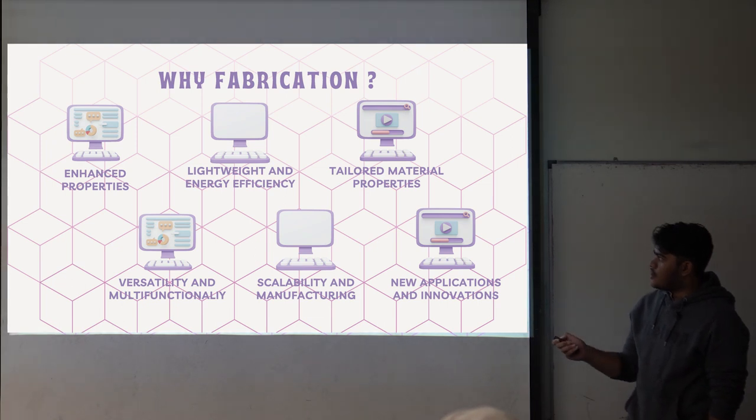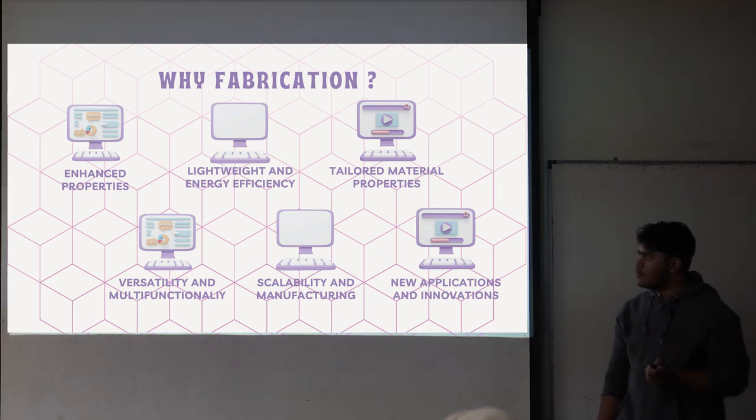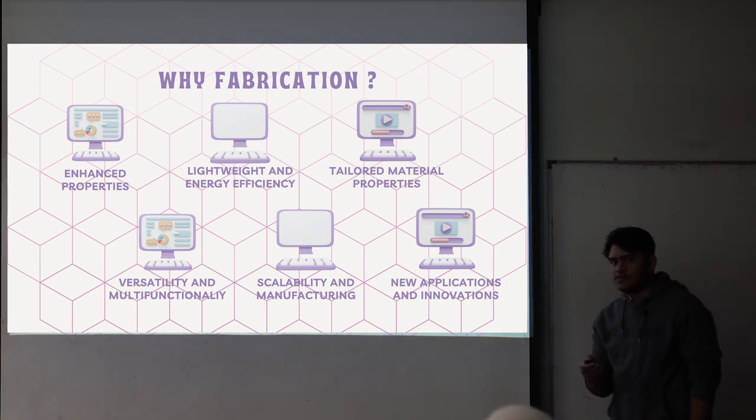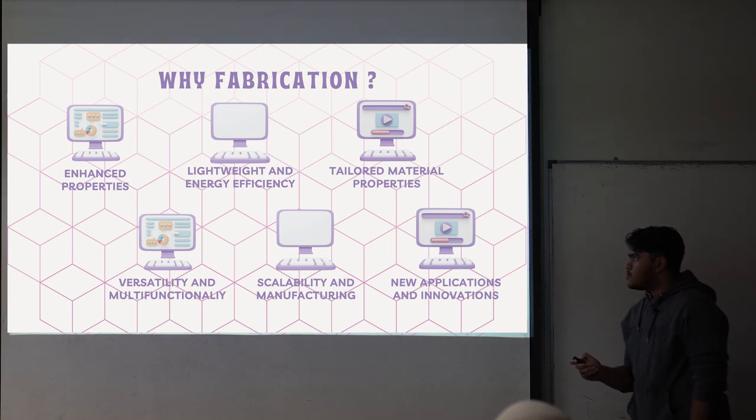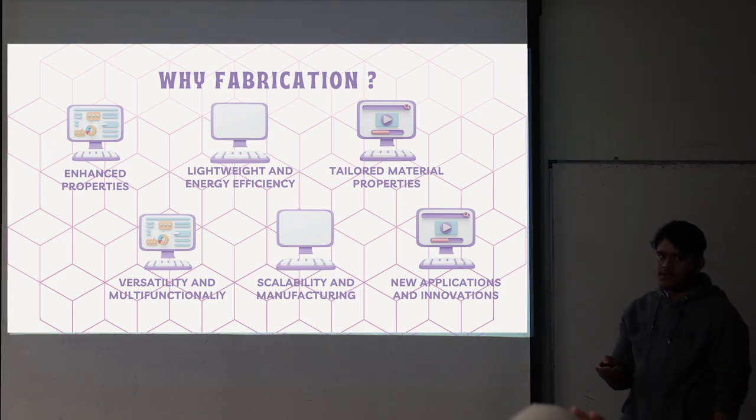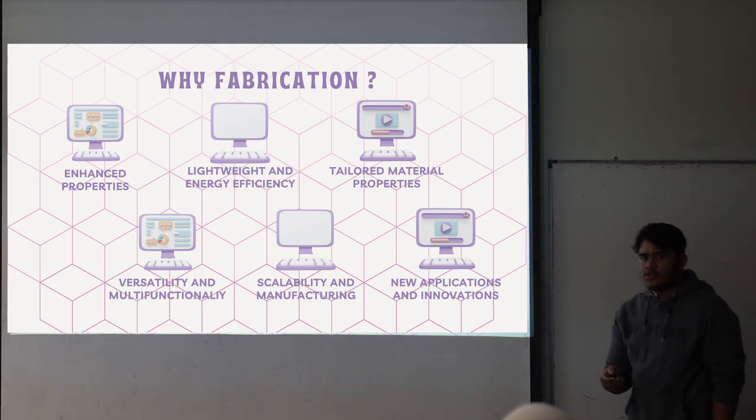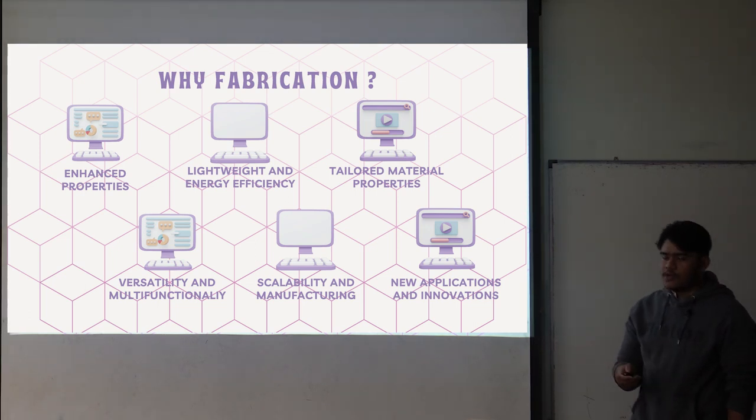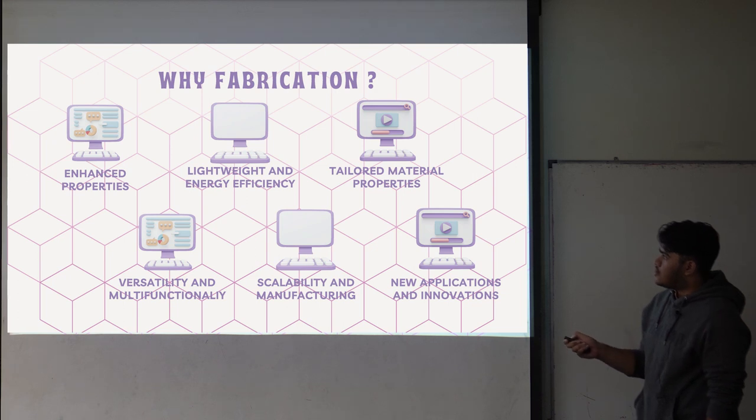And the second one is lightweight and energy efficiency. As we know, nanocomposite is a light material, but it's strong. So basically, it has a high strength to weight ratio. Even though it's light, it has a high strength. This is so useful in the vehicle industry, like the automotive industry and aerospace industry. Why is it energy efficient? When your vehicle is light, you will use less energy because it's lighter than the previous one. So it will use less energy, and at the same time, it can save the environment by using less fuel.